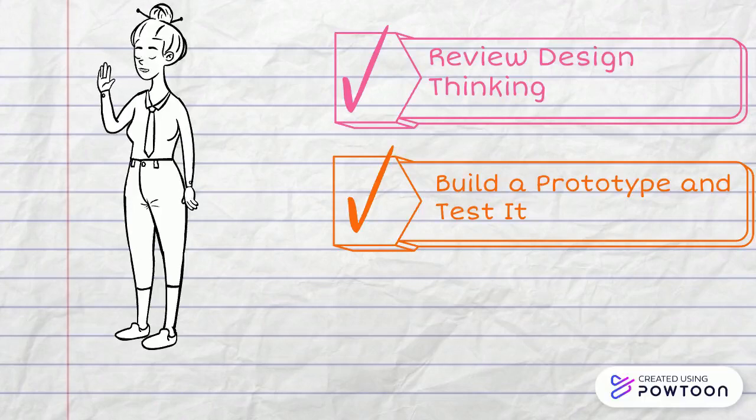Hi students, we're going to do 3 things today. We're going to review the design thinking process. We are going to build a prototype or a model of one of our inventions using any materials you have, and we are going to test our invention ideas by sharing them with each other on Seesaw.